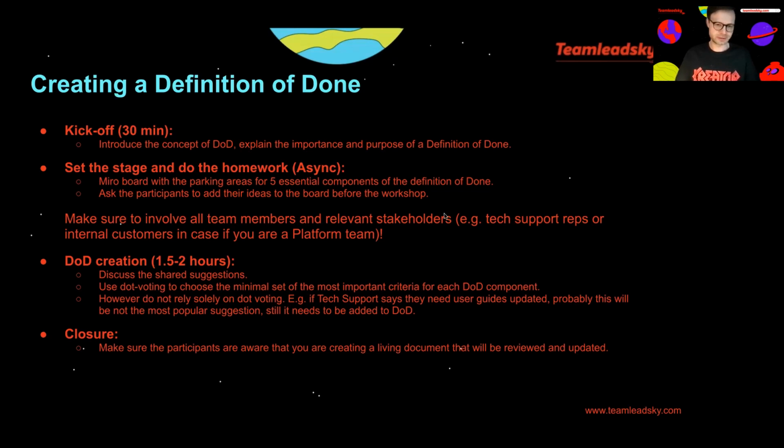Okay, and I would really make sure to reiterate this at the closure: that's great, we have created this DoD. That's how we want to work up to our best current knowledge, but it's a living document. We're going to come back to it and iterate on it based on the feedback of everyone impacted.